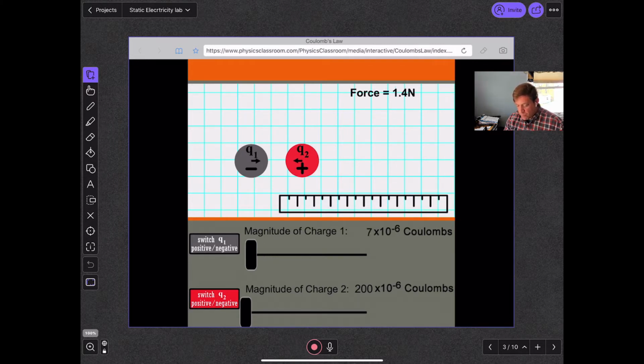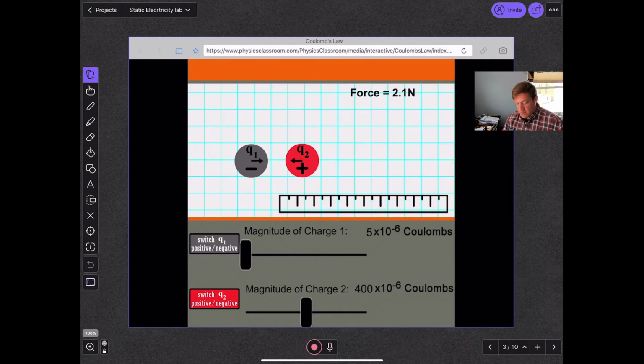Now, let's move that one back to 5 and move this one to 400. It looks like it's a bigger move, but really it's still just doubling. There we go. And notice anytime you double either one of the charges, you get double the force. So apparently, the charges go the same direction. So if you double it, it's going to increase by double the force.